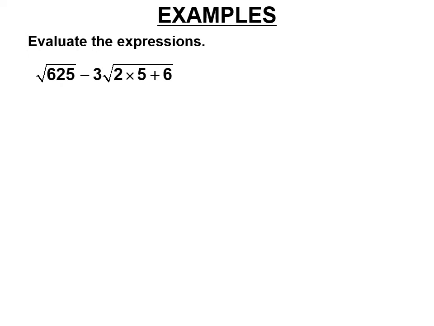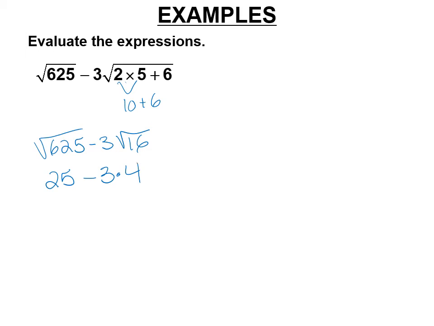Okay, so let's see this. So inside here, we have 2 times 5, which is 10, plus 6, which is 16. So this is the square root of 625 minus 3 times the square root of 16. Square root of 625 is 25. Square root of 16 is 4. All right, so we've gotten rid of our square roots. That took a long time. Now, we're going to have to do our multiplying first, right? Order of operations before subtraction. So it's 25 minus 12, which is 13. Right? I had to do multiplying inside there first because multiplying comes before addition. And then I had to do all my square roots before I did anything else.